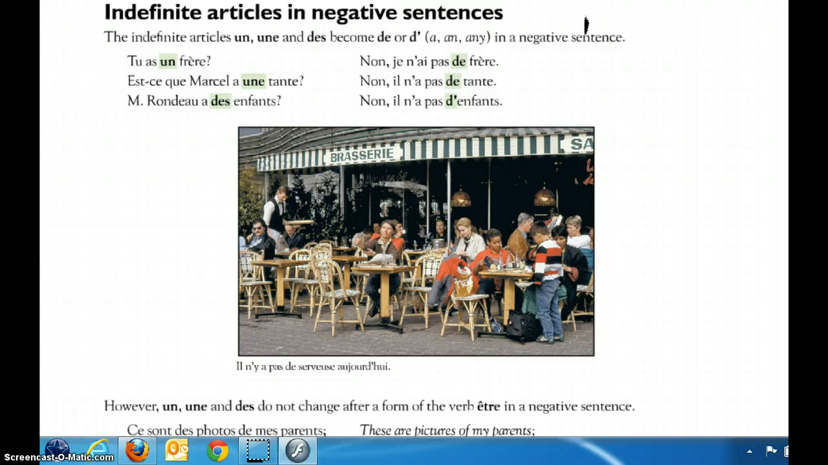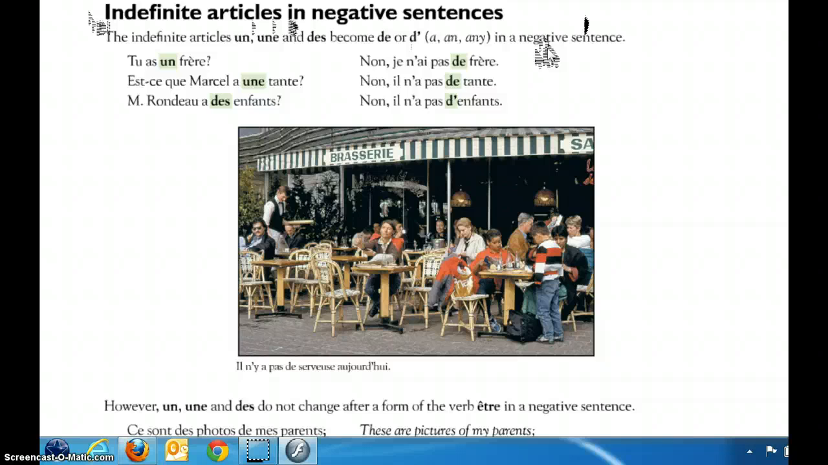So if someone says, tu as un frère, then you answer back with, je n'ai pas de frère. The un disappears, and in its place, we put de. Now, if the word that follows has a vowel at the beginning, then we do a d apostrophe. If you look at the third example, Monsieur Rondeau a des enfants? Non, il n'y a pas d'enfants. Then we put a d apostrophe.